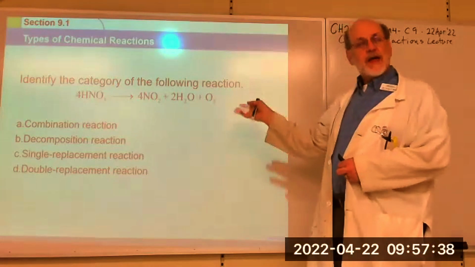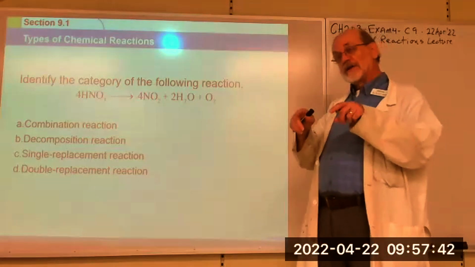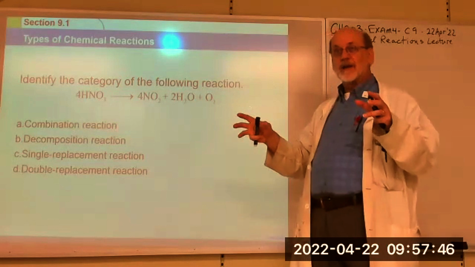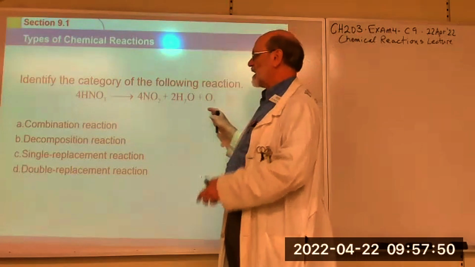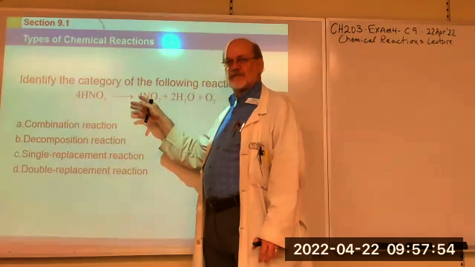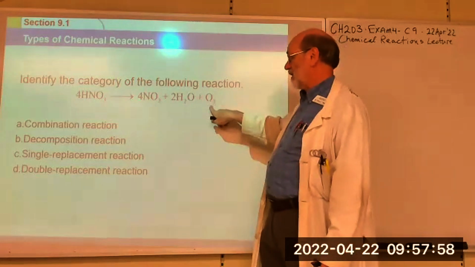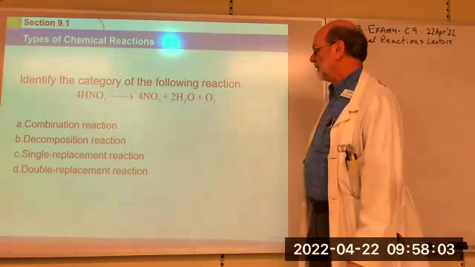Now, when we showed you the examples, we had two elements combined to make a compound. Or a decomposition, we had a compound becoming two elements. But the key to a decomposition is a compound becomes multiple simpler compounds or elements. There you've got an element, but you have these compounds also as a product.